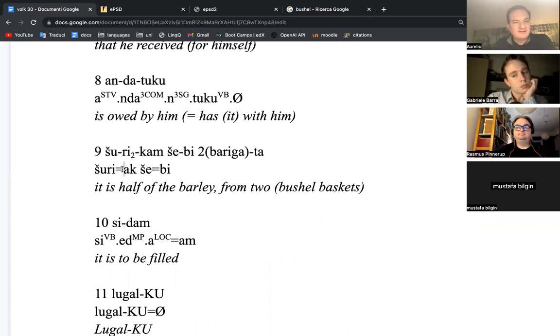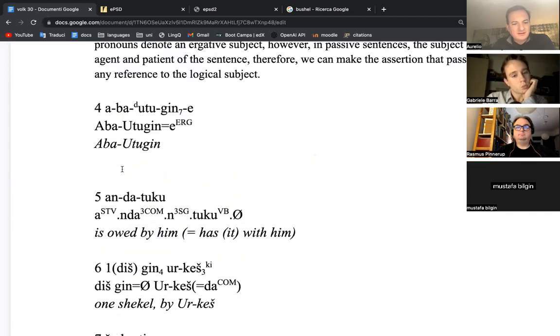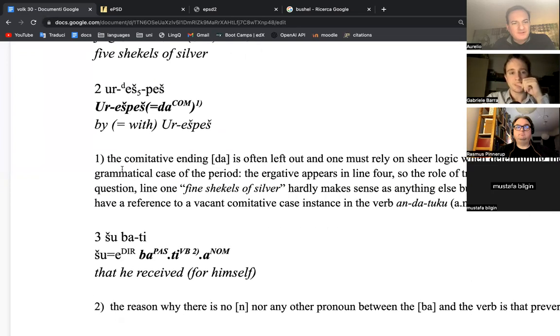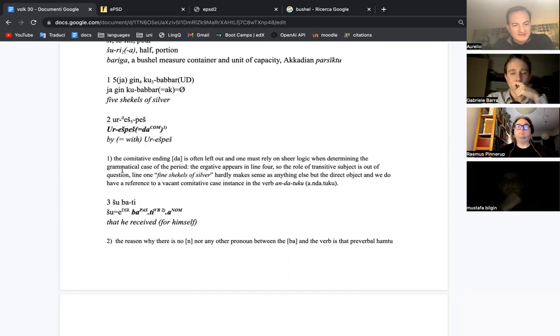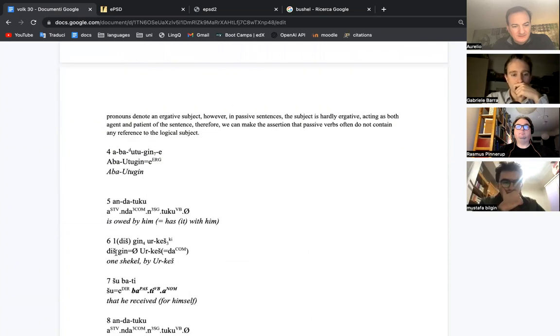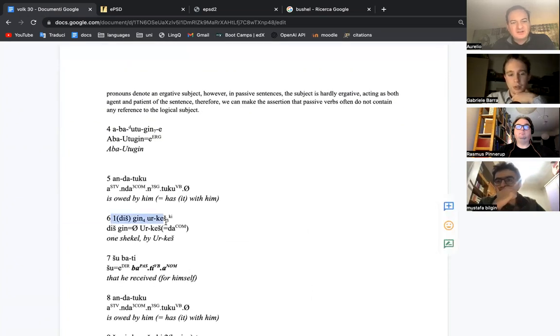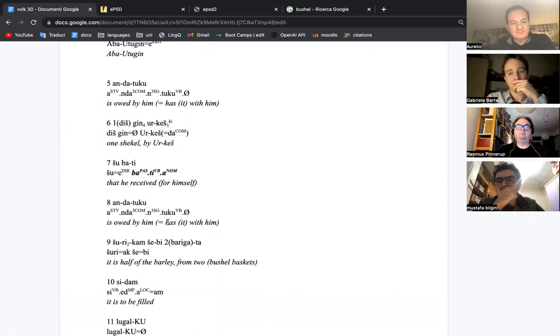Scroll up a bit, if you don't mind. Sure. Oh, I think I made a mistake. Sorry, I got confused. So there's the 5 shekels of silver. And then what else? You have the 1 shekel by the other Urkesh. So that's a second person that he owes money to.